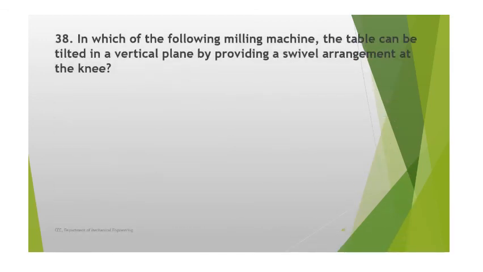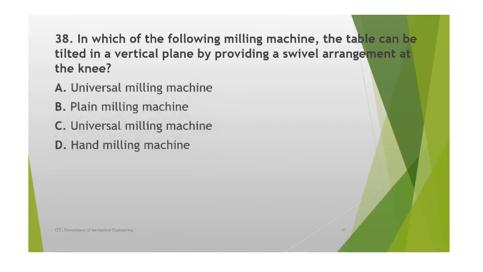Next, question number 38. In which of the following milling machines can the table be tilted in a vertical plane by providing an arrangement at the knee? Universal milling machine, plain milling machine, or hand milling machine. Out of the four options, the universal milling machine table can be tilted in a vertical plane by providing the swivel arrangement at the knee. Universal milling machine.